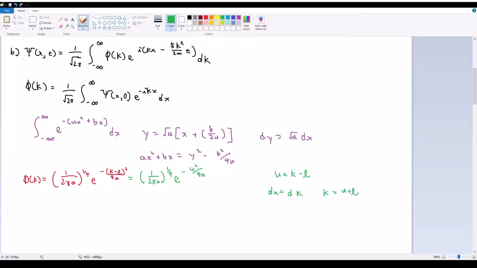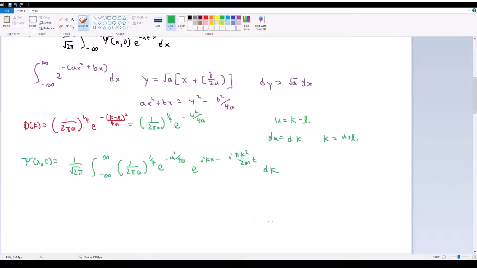So now let's write psi of x comma t via the transformation. This is going to be 1 over square root of 2 pi times the integral from negative infinity to positive infinity of, first off, phi of k. So 1 over 2 pi a to the power of 1/4 e to the negative u squared over 4a. And let's see, then we have this horrible exponential, e to the ikx minus i h bar k squared over 2m multiplied by t, dk. So let's change variables into u.